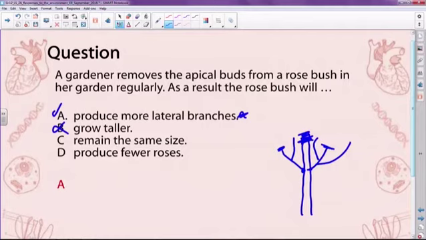Next one, remains the same size. It won't. It's going to get bigger and fatter. And then lastly, produces fewer flowers. Rubbish. Remember, we cut it, we prune it down, so we don't waste energy on all of those places. We can use more energy on the flowers to look pretty, so it'll produce a lot more flowers.